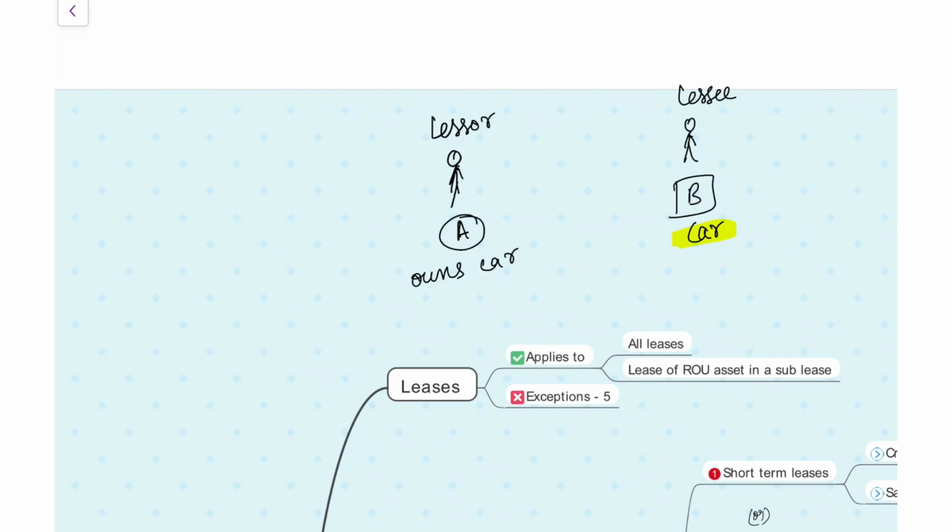Here an exchange of asset will happen where the lessor is going to give the lessee an asset. He will give his car to the lessee for a fixed period. Suppose for 5 years he is giving it on rent. And in return, the lessee B is going to pay some value yearly, like your rental payments, or you can call them your lease payments. This is what a lease is in simple terms.